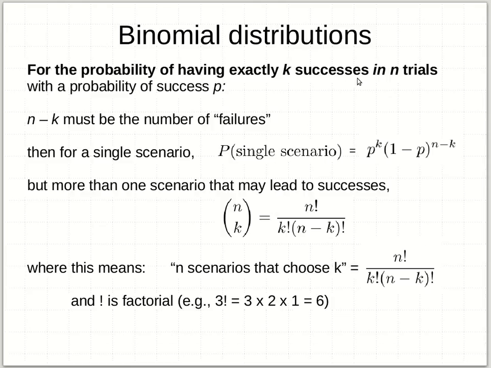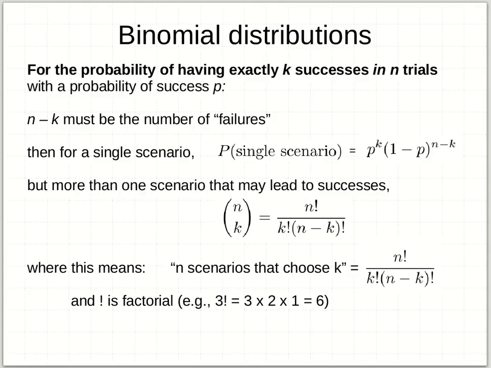For the probability of having exactly k successes in n trials, what is that? The probability of success is p, and the number of failures is n minus k. So the probability of a single scenario is p to the k, times 1 minus p raised to the n minus k, the number of failures. Okay, for a single scenario we get this equation. For more than one scenario, we have to start thinking about it as a factorial, where it gets into adding up all the different possible outcomes that you get.